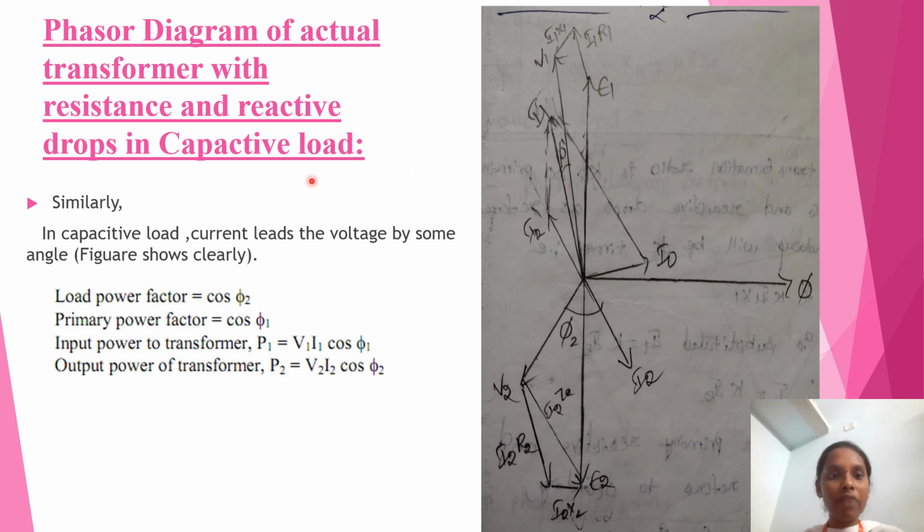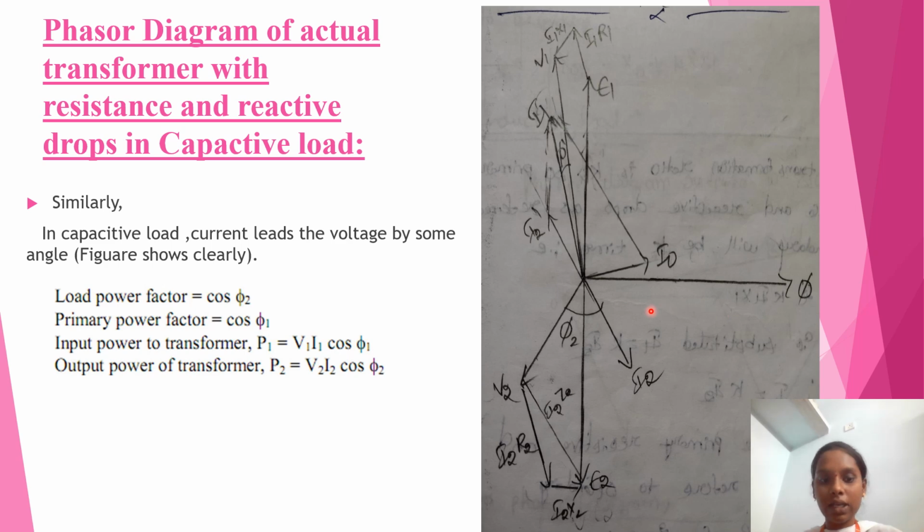Next, coming to the phasor diagram of an actual transformer with resistance and reactive drops in capacitive load. We know that in capacitive load, the current leads the voltage by an angle. So this is V2, this is I2, which leads the voltage by some angle phi 2. Next, this is I2 R2, exactly parallel to this one, and I2 X2 is perpendicular to this one. The sum of these two is Z2, which gives I2 Z2.